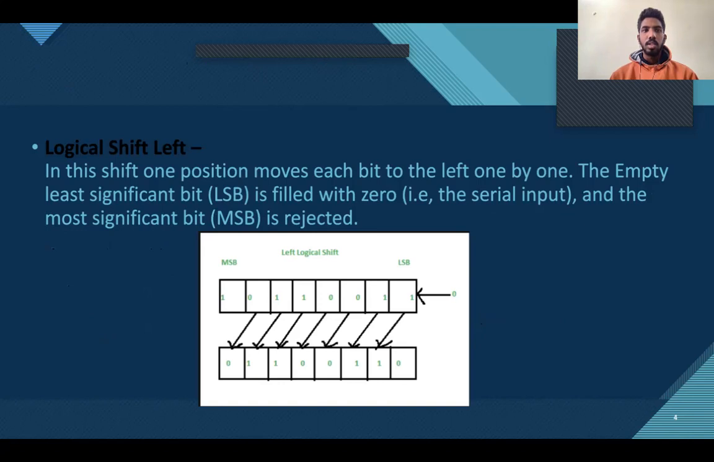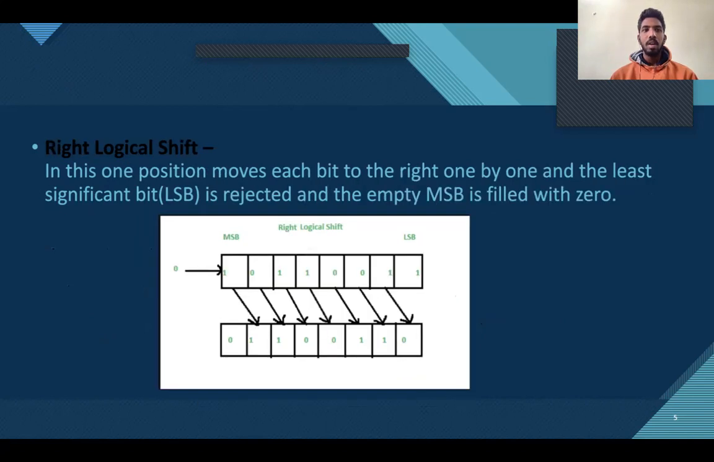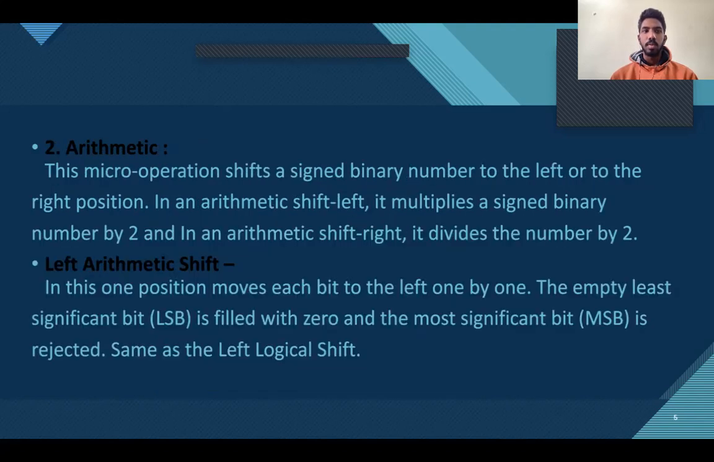Logical shift left. In this shift, one position moves each bit to the left one by one. The empty least significant bit, LSB, is filled with 0, that is the serial input, and the most significant bit, MSB, is rejected. Right logical shift. In this, one position moves each bit to the right one by one, and the least significant bit, LSB, is rejected, and the empty most significant bit is filled with 0.